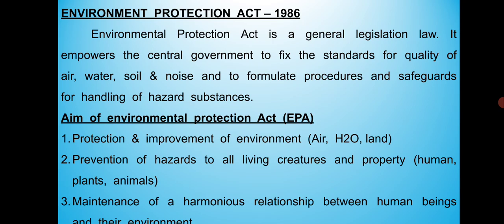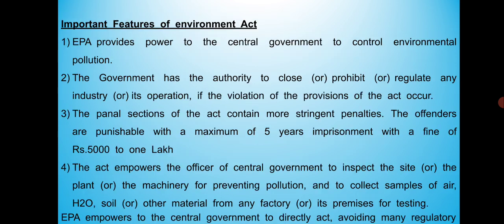Environmental Protection Act 1986. The Environmental Protection Act is a general legislation law. It empowers the central government to fix the standard for quality of air, water, soil and noise and to formulate procedures and safeguards for handling hazardous substances. Aim of the Environmental Protection Act: protection and improvement of the environment, air, water, land, prevention of hazards to all living creatures and property, human, plants, animals, and maintenance of the harmonious relationship between human beings and their environment.